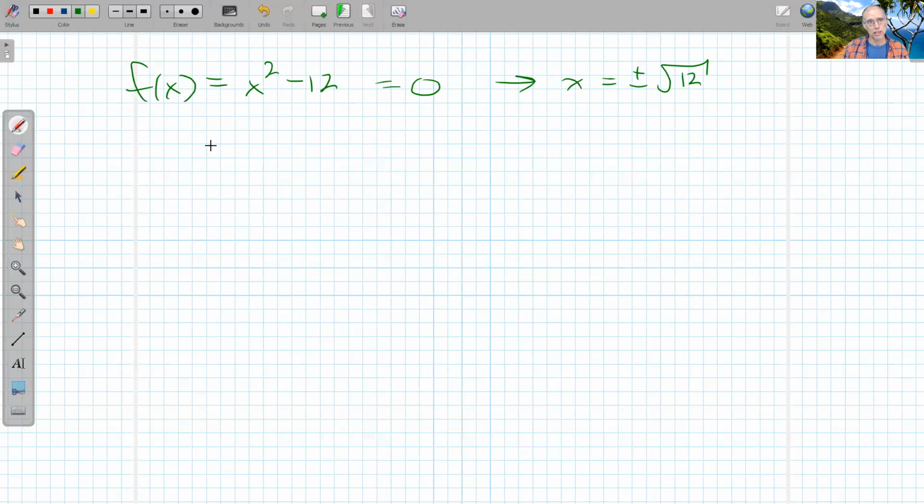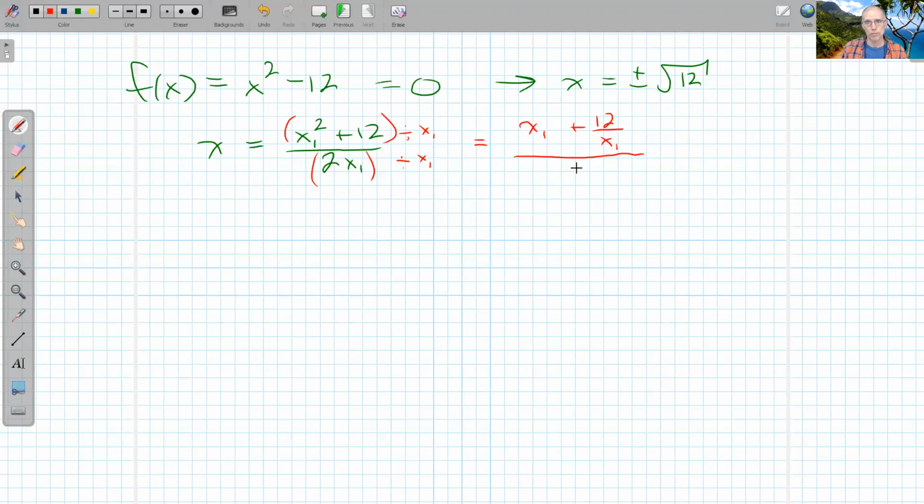But applying our Newton's method here, we get that the new x value is going to be equal to the previous x value squared plus 12 over 2 times the previous x value. So what I'm going to do here is just divide top and bottom by that previous x value. When I do that, this cleans up a little bit. So x squared divided by x is just going to give me x. So there's my previous number. And then I have plus this 12 over x, all divided by 2.